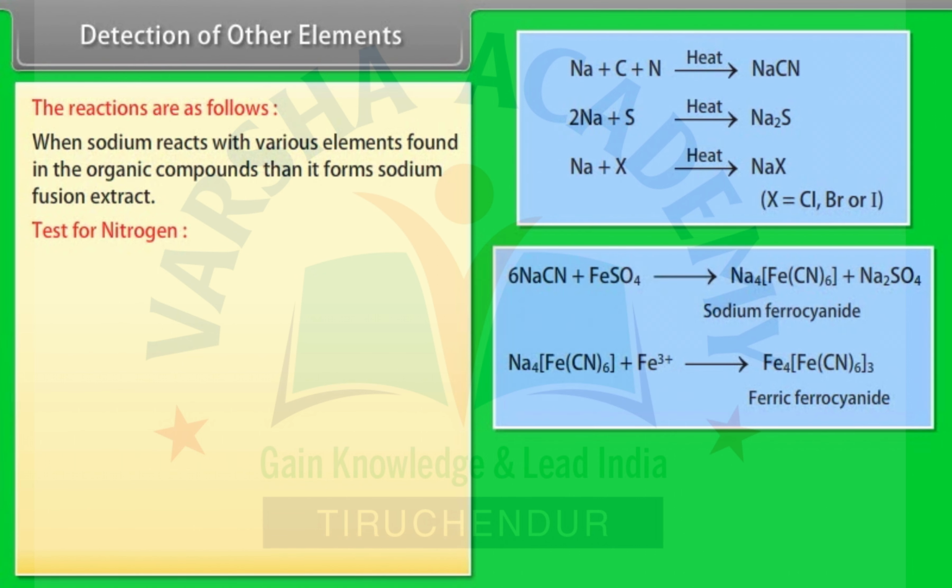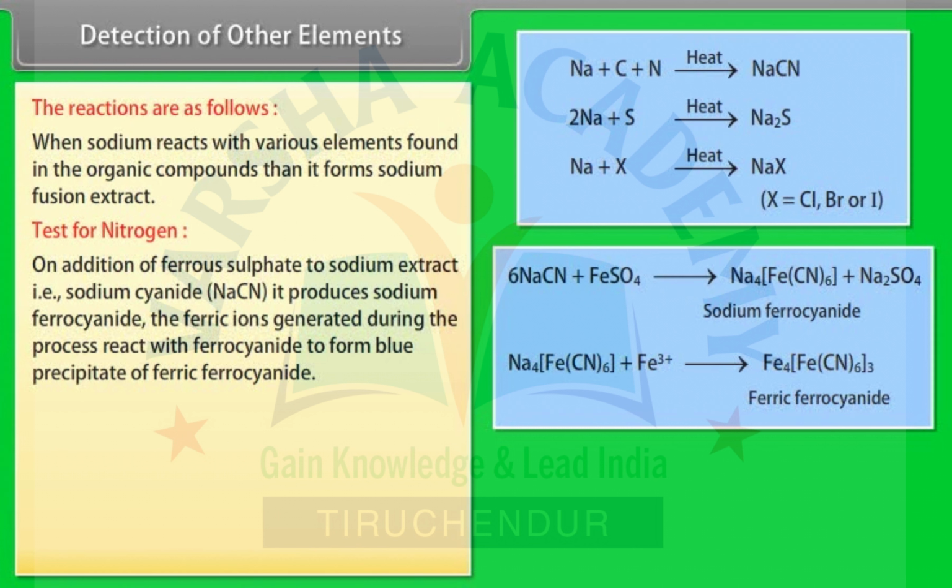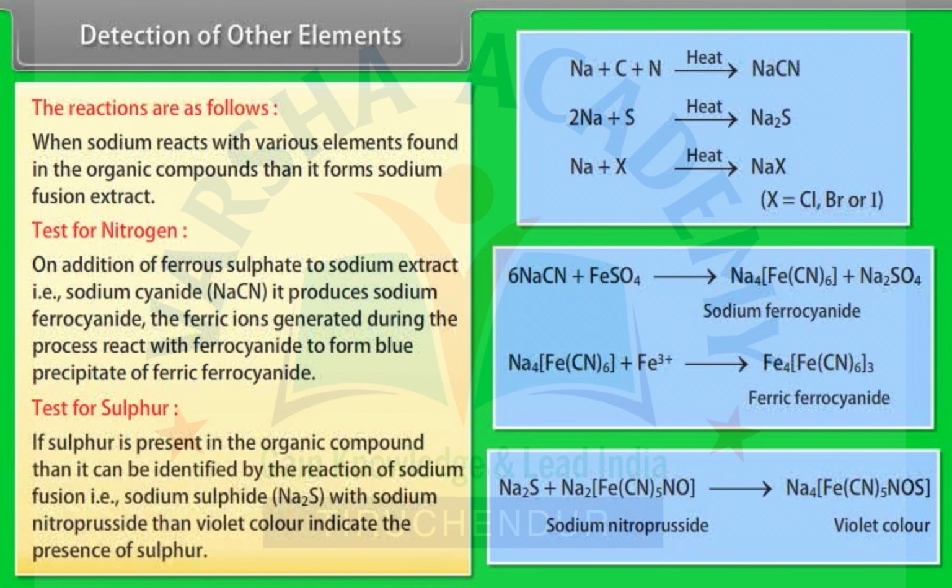Test for nitrogen. On addition of ferrous sulfate to the sodium extract, that is sodium cyanide, it produces sodium ferrocyanide. The ferric ions generated during the process react with ferrocyanide to form a blue precipitate of ferric ferrocyanide. Test for sulfur. If sulfur is present in the organic compound, it can be identified by the reaction of sodium fusion extract, that is sodium sulfide Na2S, with sodium nitroprusside. A violet color indicates the presence of sulfur.